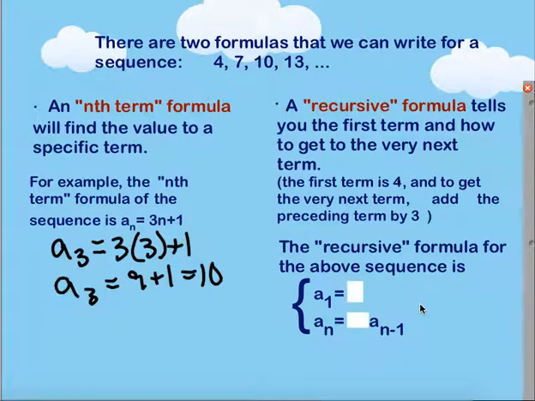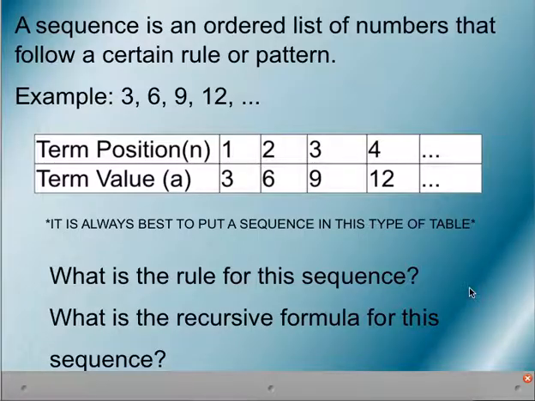So, to create a recursive formula, we have to have two things. We have to have a sub 1 is 4, so we have to say what term we are starting on, and we have to tell what the pattern is, saying that if I want a term a sub n, I have to do this to a sub n minus 1, and in this case I have to add 3 to the previous term.